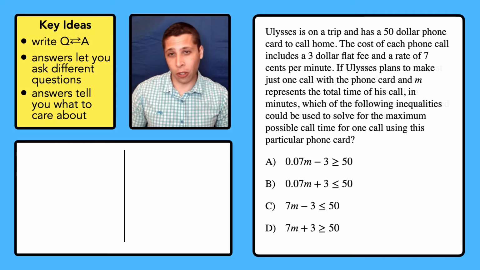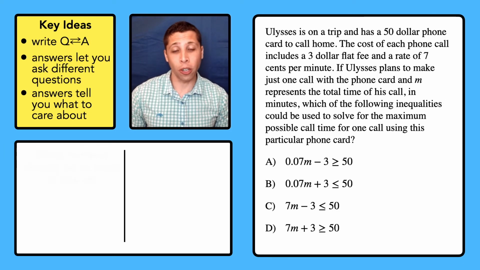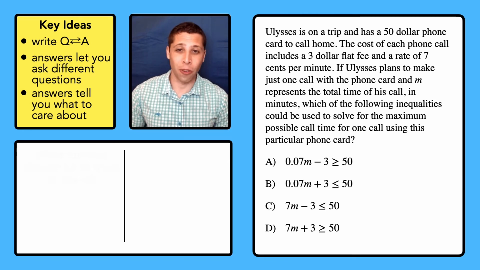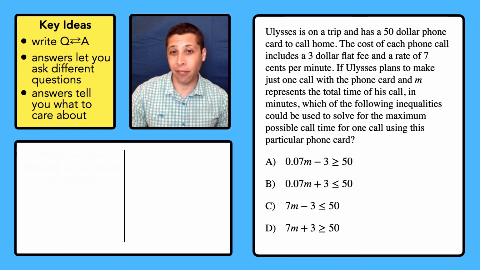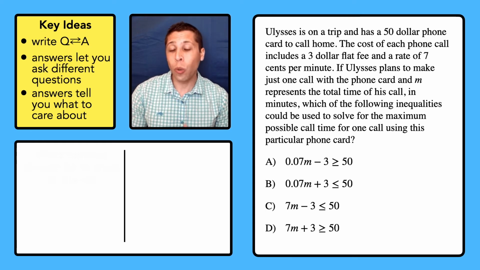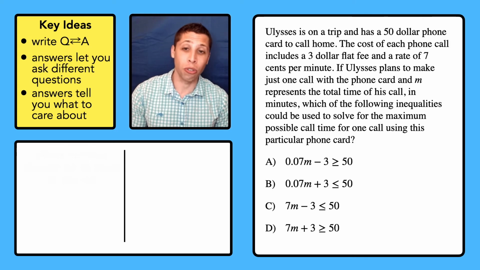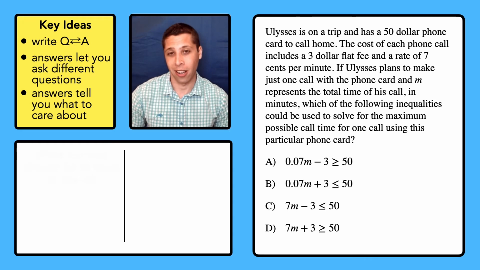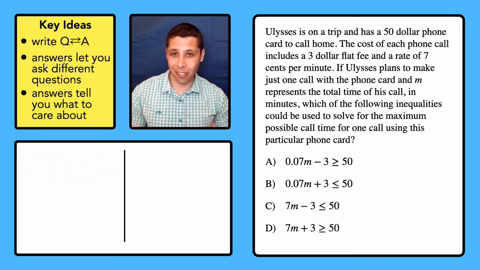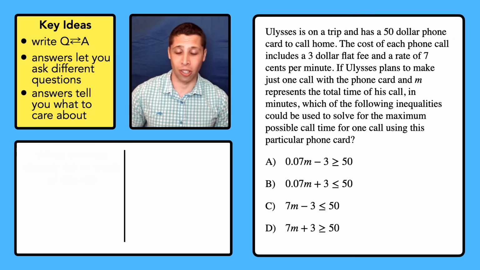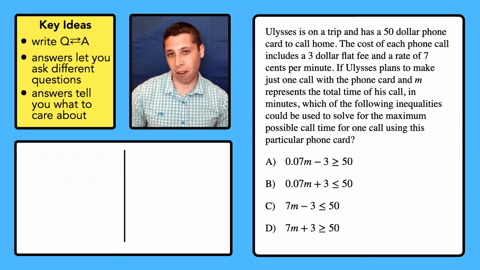But the multiple choice version of this question will do a lot of the work for you. Ulysses is on a trip and has a $50 phone card to call home. The cost of each phone call includes a $3 flat fee and a rate of 7 cents per minute. If Ulysses plans to make just one call with the phone card and M represents the total time of this call in minutes, which of the following inequalities could be used to solve for the maximum possible call time for one call using this particular phone card? Yes, this question is still very confusing, but working backwards essentially lets us answer different questions. The answer choices tell us what to care about.